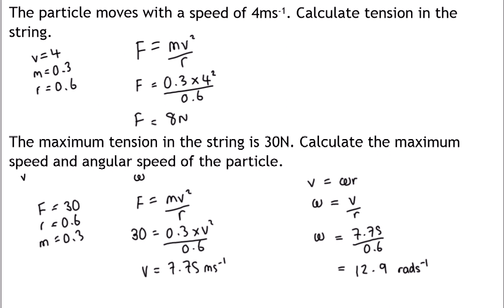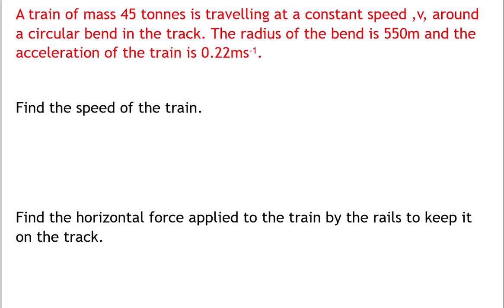Okay, so this stone is going around 2 full turns per second. The speed of the stone is 7.75. So if the string did snap now, it would fly off in a straight line with a velocity of 7.75 meters per second. Okay, and I've got one more example.